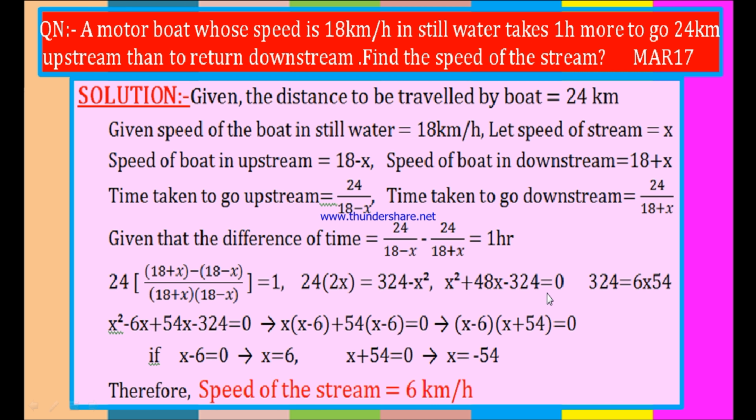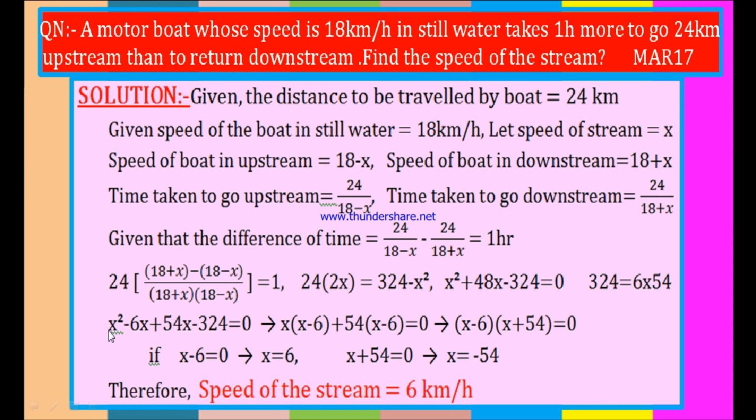Again we got a quadratic equation. Now we have to solve this quadratic equation to get the solution. In order to solve it, you take this constant term, minus 324. You can write 324 as the product of 6 and 54, whose difference is 48. Therefore x square, this 48 can be written as minus 6x plus 54x. X square minus 6x plus 54x minus 324 is equal to 0.